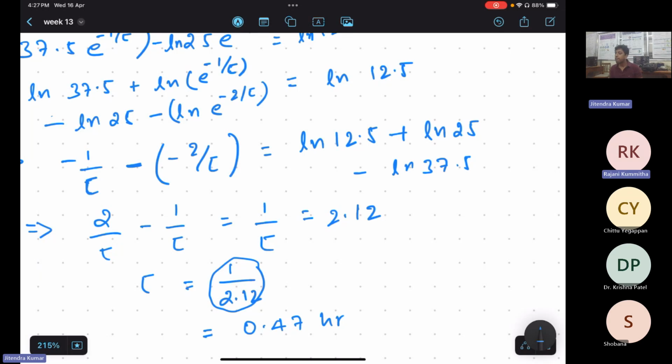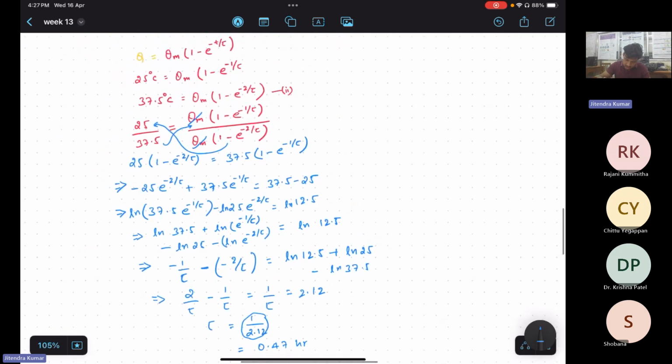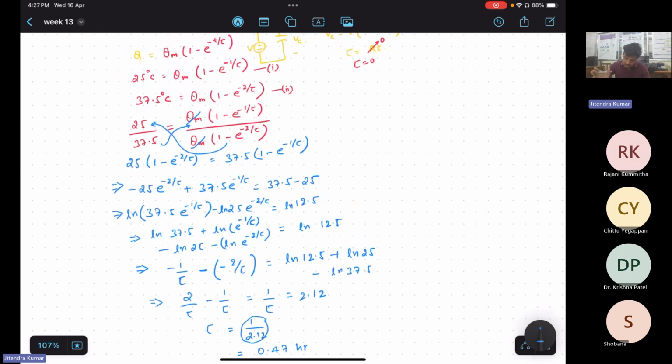Sir, here they have given a different answer. How much answer they have given? 1.44 hours, sir. 1.44 hours. Have we done some calculation mistake? Let me verify it here. 25, 37.5 is going to take. 37.5, correct.